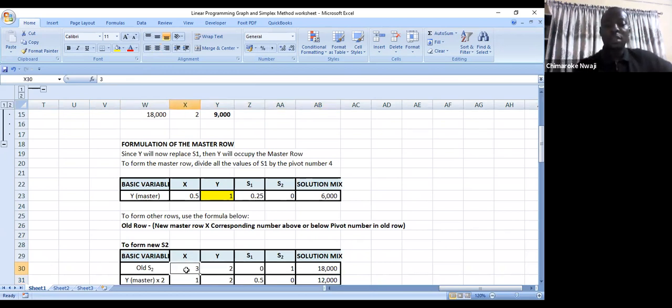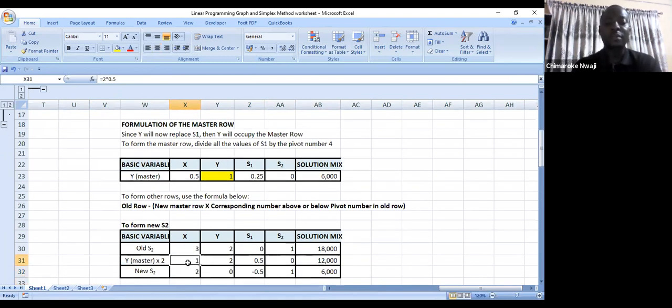No problem. In this master row here, can you see that we have 2 multiplied by this 0.5 from the master? So 2 multiplied by 0.5 gives me 1. We come here, 2 multiplied by this 1 here gives you 2. Then we have 2 multiplied by this 0.25, which will give me 0.5. And we have 2 multiplied by this 0, which will give you 0. And 2 multiplied by 6,000 will give me 12,000.